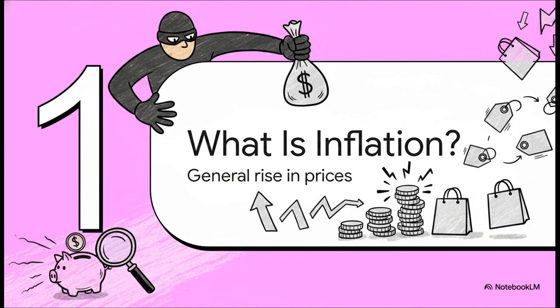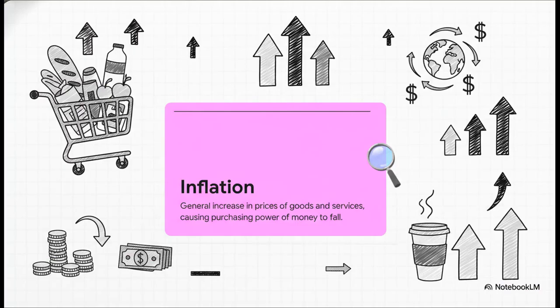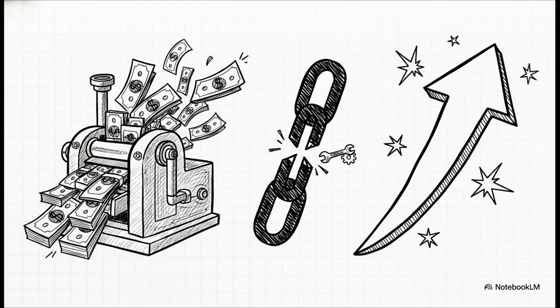Section 1. What is inflation? The general rise in prices. So the absolutely crucial point is right here in this definition. Inflation isn't just about one specific thing, like, say, your favorite coffee getting more expensive. No, it's the general, across-the-board increase in the prices of goods and services over time. When prices rise globally, the purchasing power of your money falls, meaning one identical sum of money simply buys you fewer goods.